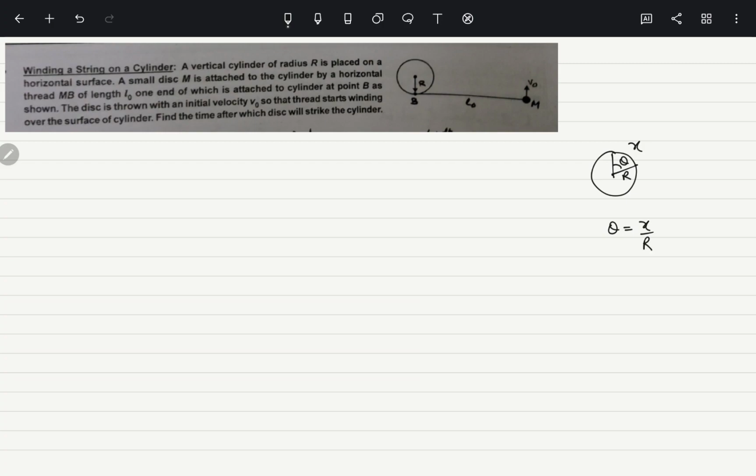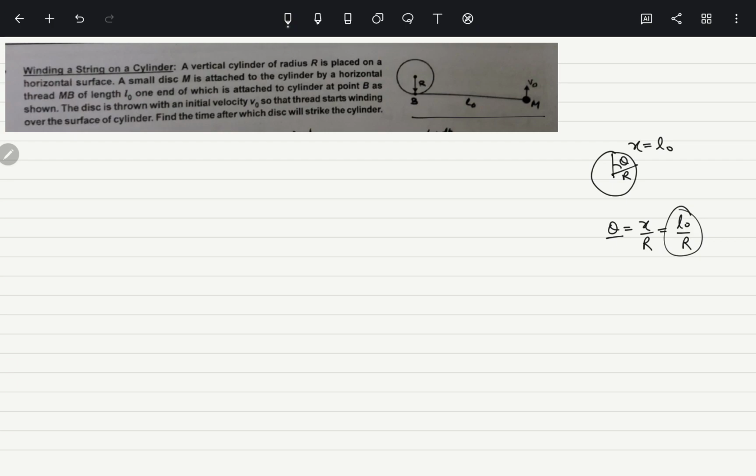So here the disc will strike the surface of the cylinder only when the whole length of the thread is winding over the surface, right? So basically the length of the arc will be equal to L naught once it is completely winded up. So in that case theta will be equal to L naught by r. That is the angle covered by the thread at the center of the cylinder.